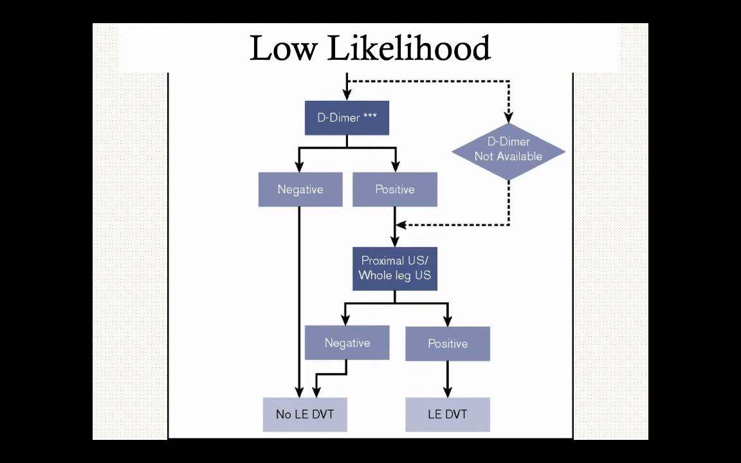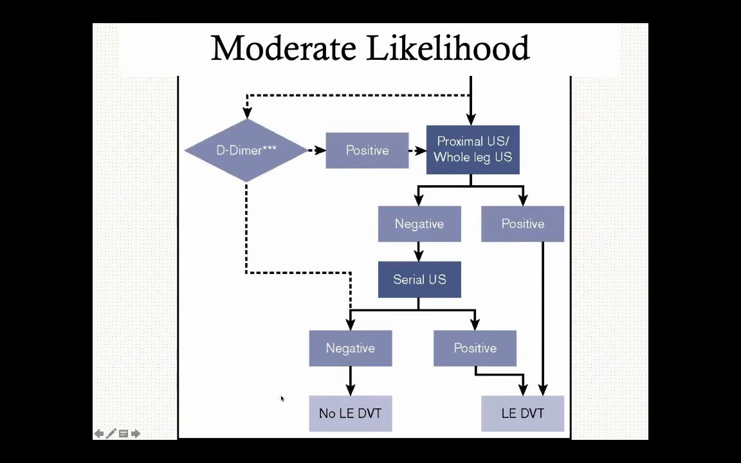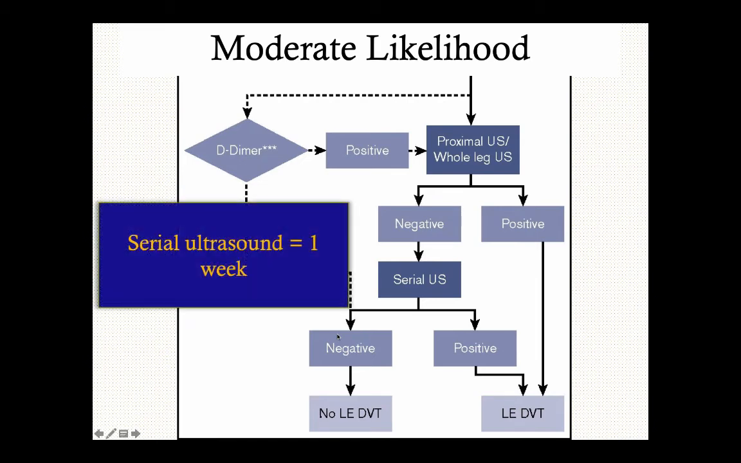But if you want to look, these are the guidelines that come from hematology. I'm not going to go through them in a lot of detail. Essentially, if they're low likelihood, if you want to do a D-dimer and it's negative, you can be done. If the D-dimer is positive, proximal or whole leg ultrasound. If that's negative, you're done. There's no follow-up. They don't need serial, nothing. Moderate is about the same. D-dimer, kind of skip that. But if they have a proximal or whole leg ultrasound that's negative, then they can get serial. And that's in a week. Serial is defined by another study in a week. Not next day, don't come back to the ED.